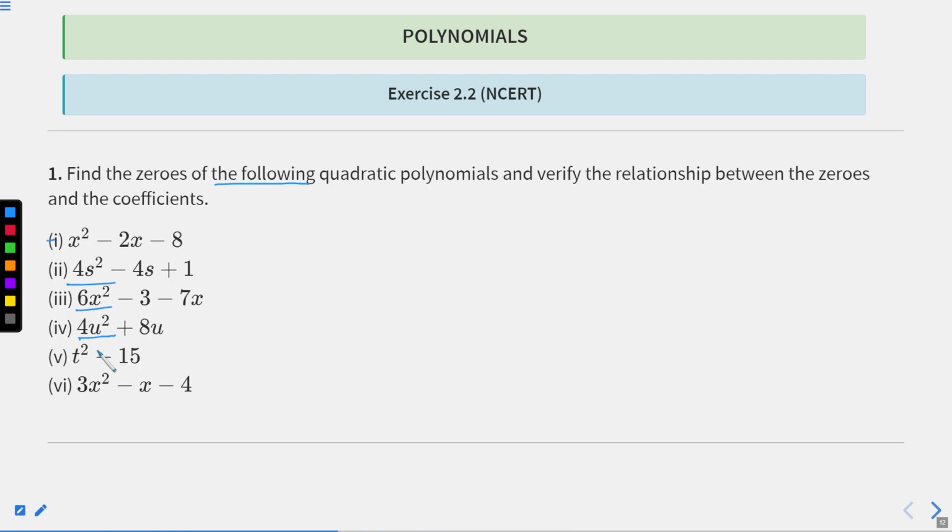Okay, now let us see the fifth quadratic polynomial. So here we are given t square minus 15. Okay, so I will do this exercise, then I will give you the sixth one as your homework problem. Okay, so the sixth is your homework problem, and here I will do the fifth.